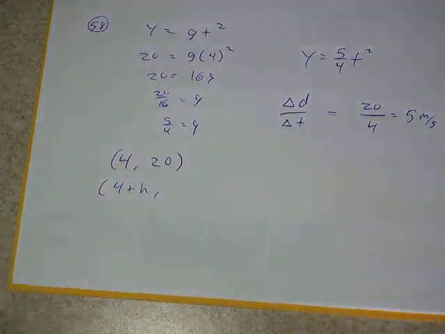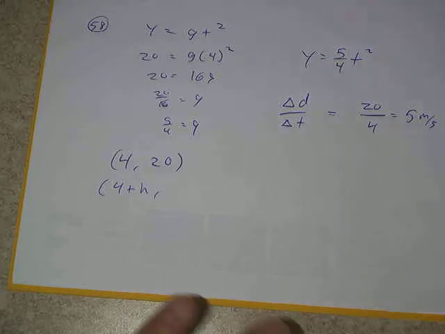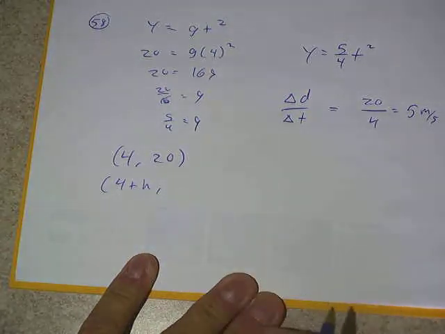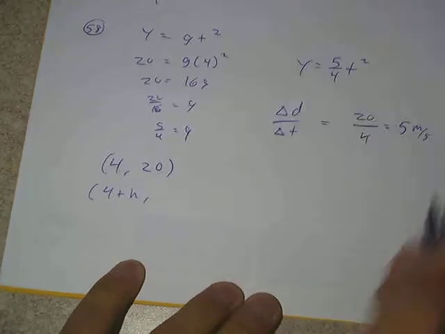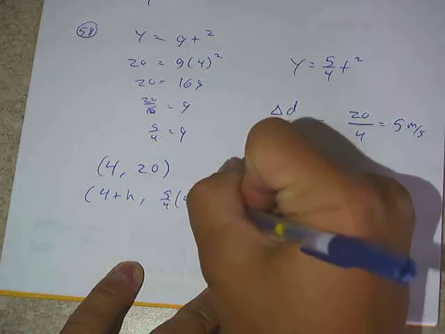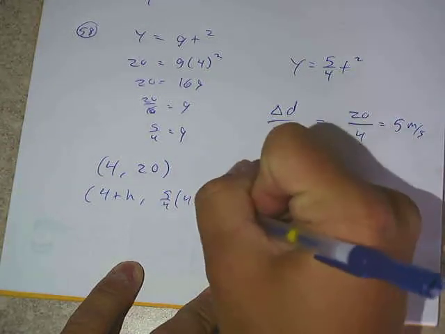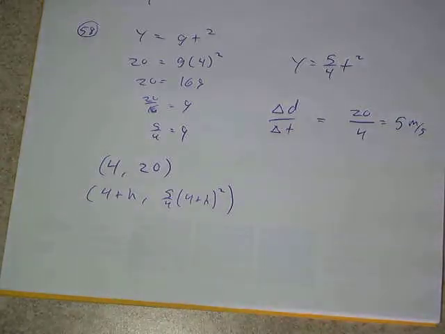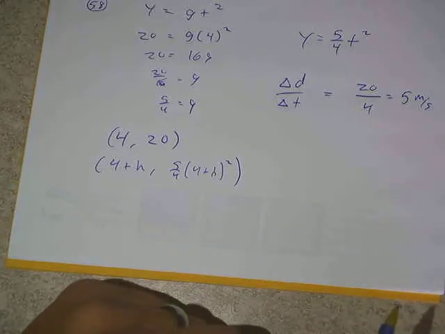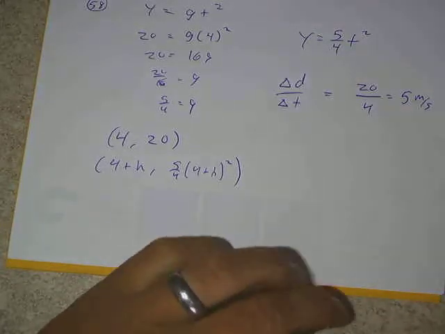So we need another point that's very close to (4, 20). We could use 3.9 and some distance, and that would give us an estimate for what the speed would be at that point. We could use 3.999 and some distance and get an even better approximation. But to get the exact answer, we need to use a point that's infinitely close to 4, namely 4 plus h. And ultimately, we want to let that h become 0, because we want this to be as close to 4 as we can possibly get.